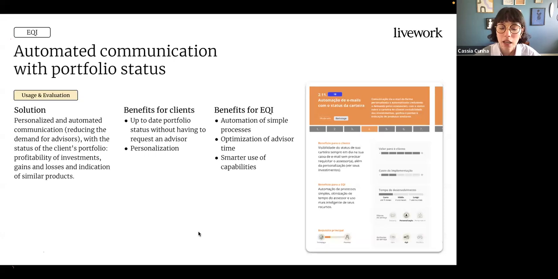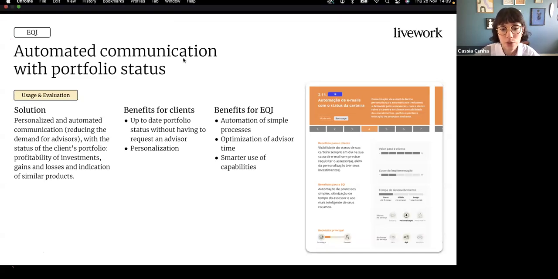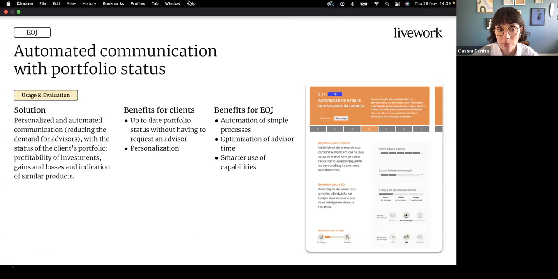And for AKE, they were going to automate a simple process. And by that, they were going to gain time, precious time from the advisors, and that would allow them to use their capabilities in a smarter way. But to implement this, you can move to the next slide.